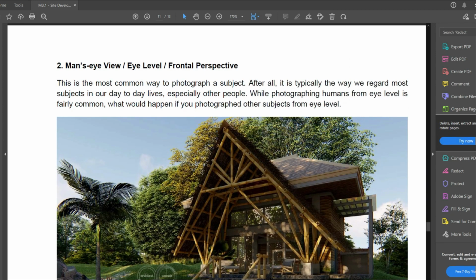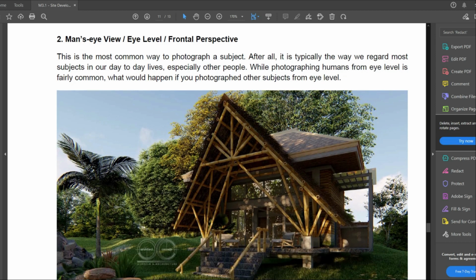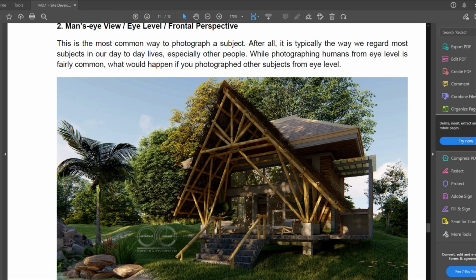So second is the man's eye view or eye level or frontal perspective. So this is the common way to photograph a subject. So after all, this is typically the way we regard most subjects in our day-to-day lives, especially other people.